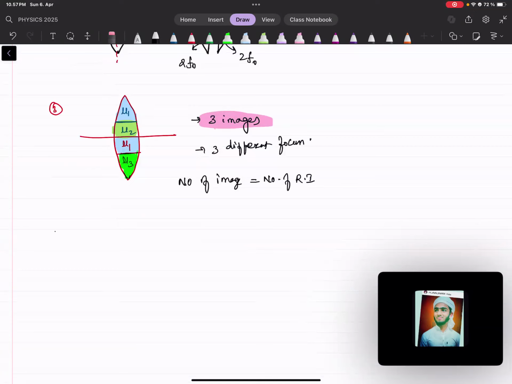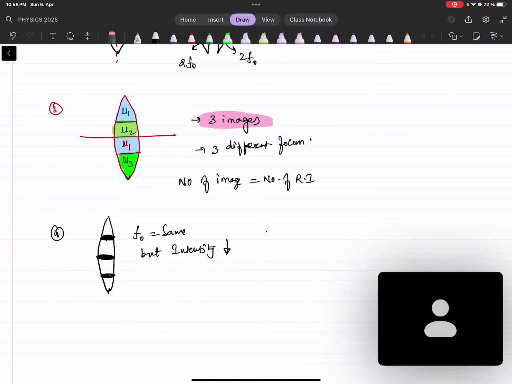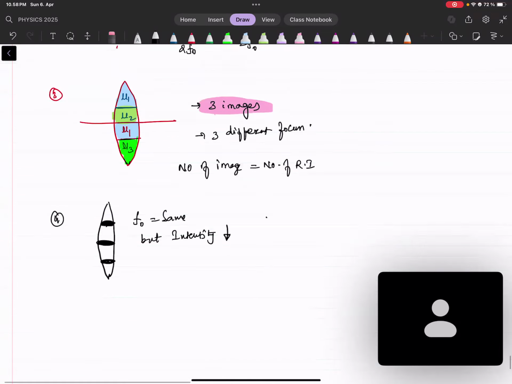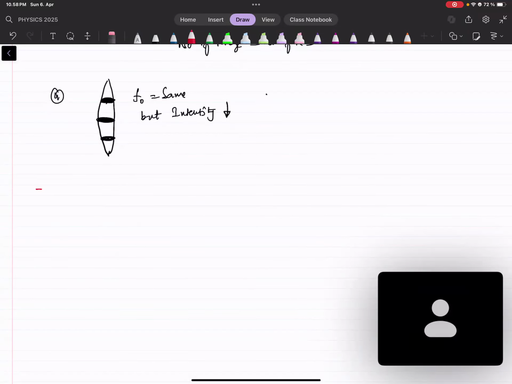Now, if the lens is like this, it is closed somewhere here, somewhere here, and somewhere here. What happens to this one? The focal length will remain the same, f naught, but the intensity decreases. The intensity or brightness of the image will decrease. Am I clear? Yes, sir. Sure. The next one is silvering of lenses.